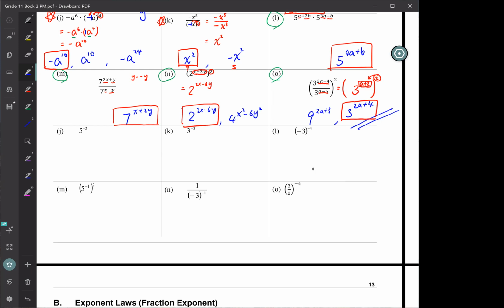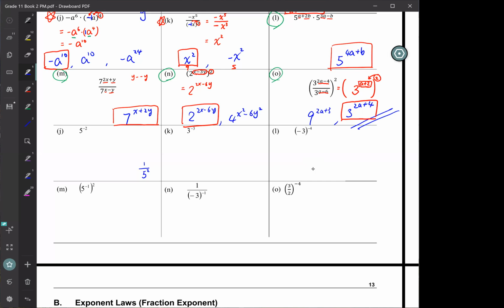Okay, let's check some answers now, okay? I'll get your answer first. Waylon, what's your answer for J? I got 1 over 25. We don't need to evaluate. Oh, okay. So 1 over 5 squared. Yeah, okay? If they say leave it in positive exponent, you've got to follow instruction, okay? Otherwise, if they say evaluate, then you do 1 over 25. I accidentally evaluated just the first one. Oh, okay, that's okay.